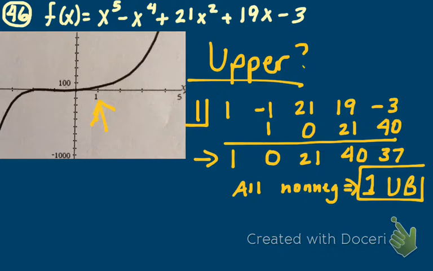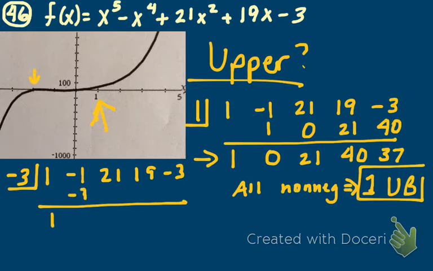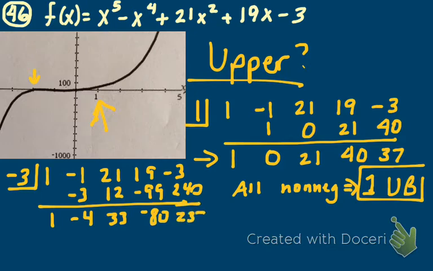All right, then for our lower bound, we're going to do the same thing, but come over here to the opposite side, and that -2 looks a little too close, so I would use the -3, because it just needs to be below where I'm looking at the 0. Same set of numbers, 1, -1, 21, 19, and -3. Bring your 1 down, multiply up, add, you get -4. Multiply up, you get 12. Add, you get 33. Multiply up, you get -99. Gives you -80. Multiply up, you get 240. And that gives you 237 when we add there.